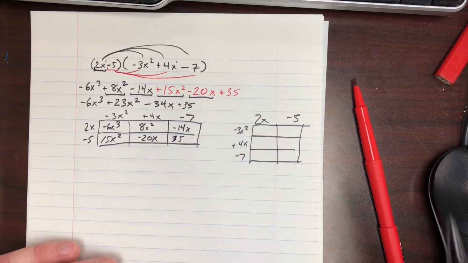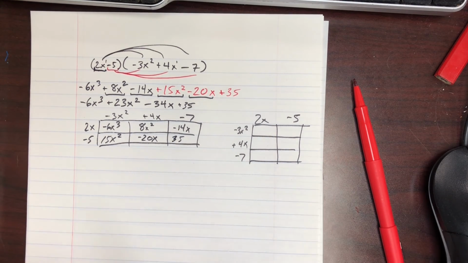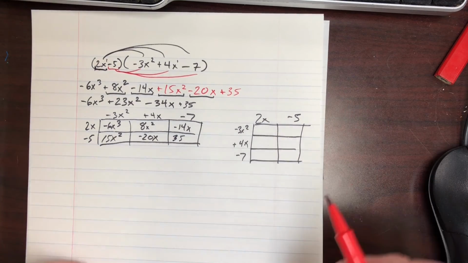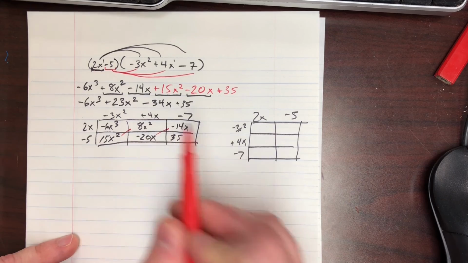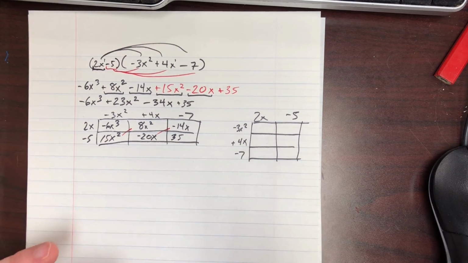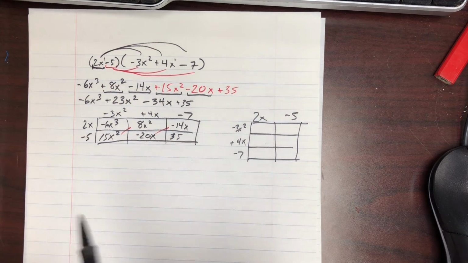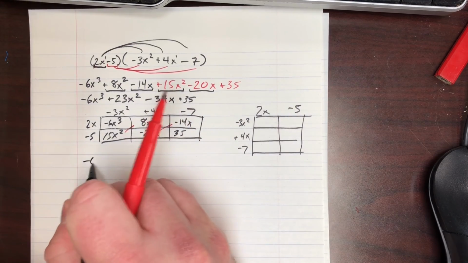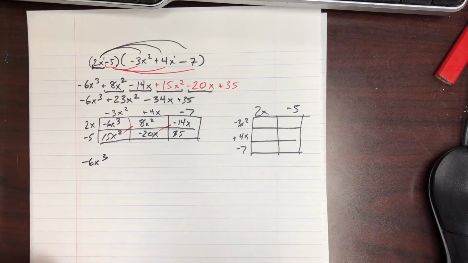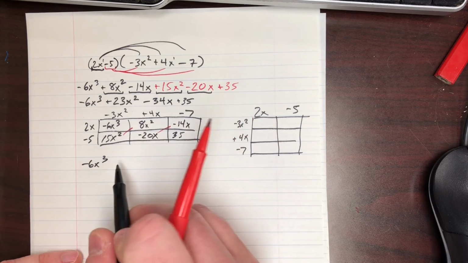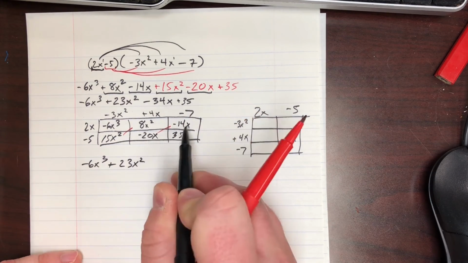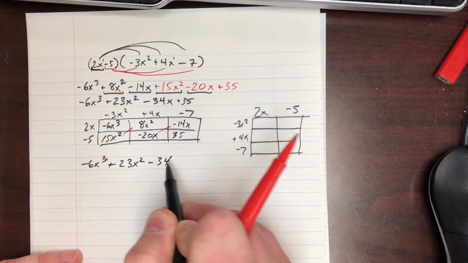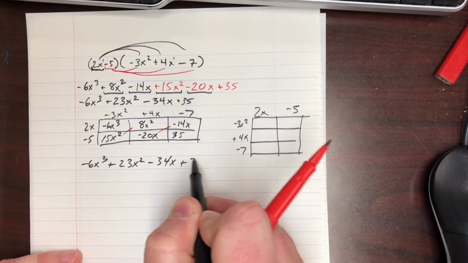Okay. So, cool thing about the box method is usually like terms show up diagonally. It is not guaranteed though, so don't take that as, oh, every time this happens. So let's see, I got my negative 6x cubed, and I'm writing this in standard form. I'm writing my biggest exponent first, my second biggest next. So plus 23x squared. Negative 20 and negative 14 is negative 34 when we add those, plus 35.